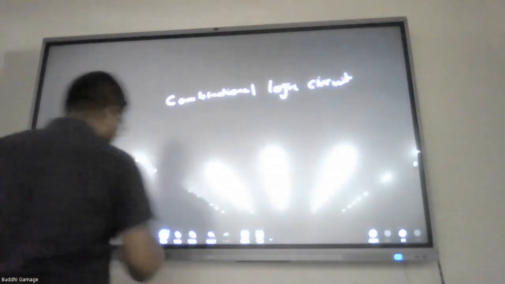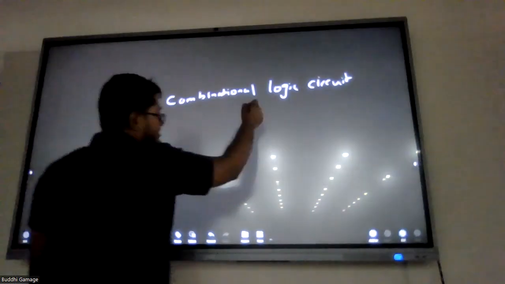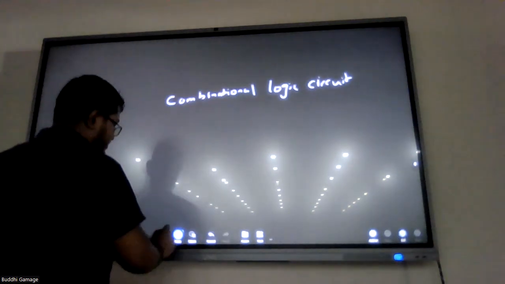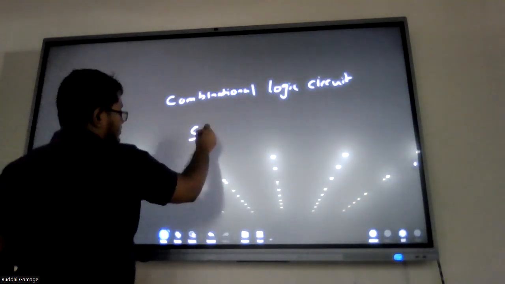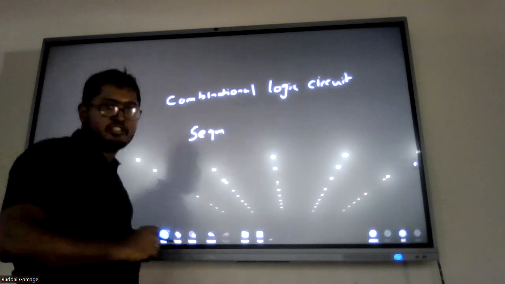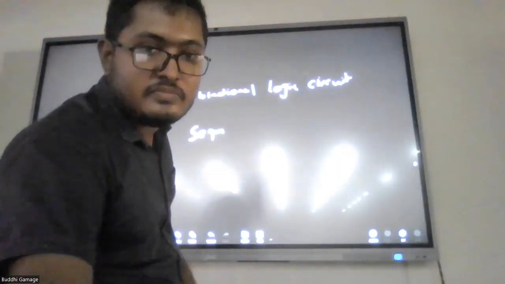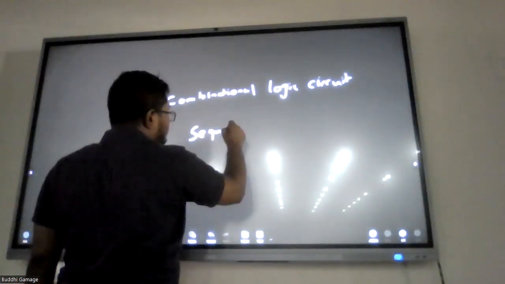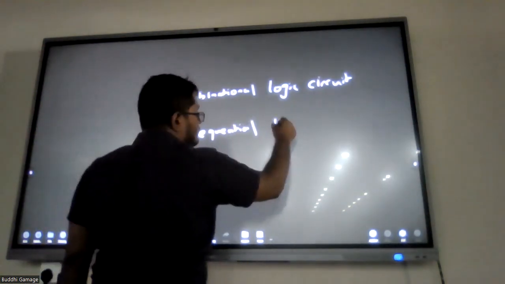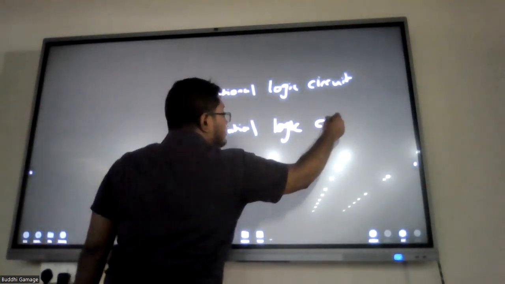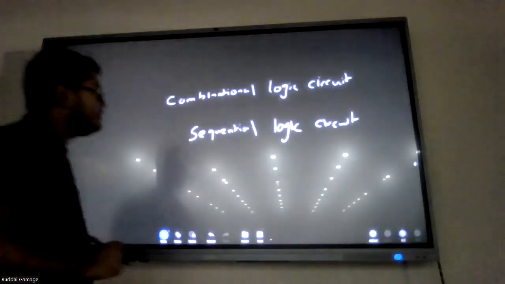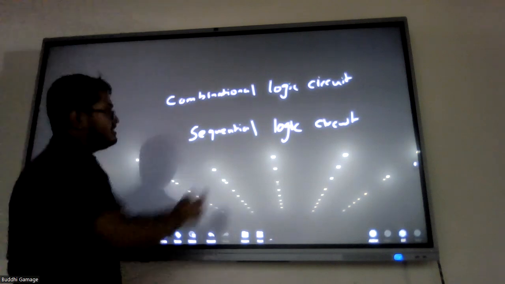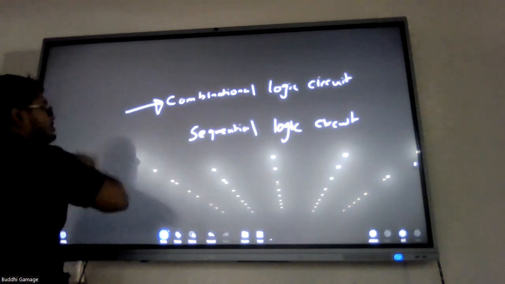There are two concepts. The first one is combinational logic circuits. The other is sequential logic circuits. I won't have any time to do this part, so I will give some brief introduction. In combinational logic circuits, we do not use memory.